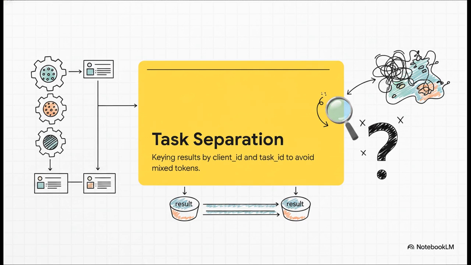Okay, step 1 is separating tasks clearly. What this means is you have to link every single task strictly to a unique client ID and task ID. If you're managing multiple clients, do not, under any circumstances, let all your tasks live in one giant unclear shared flow. That is just a recipe for mixed results, reporting confusion, and totally wasted debugging time.